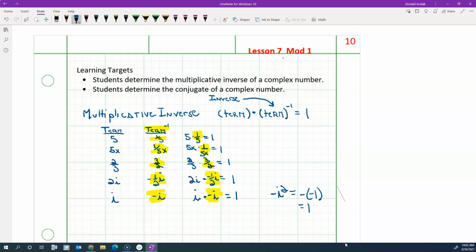Okay, how about 4i? Negative 1/4 i. It's going to be just like what you did for 2. Negative 1/4 i. Whoops, this was 4i.